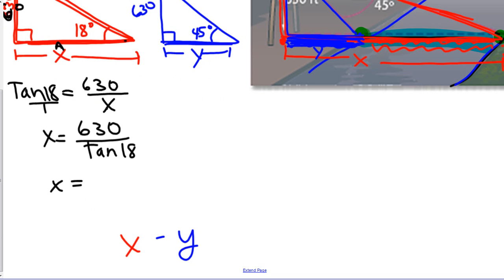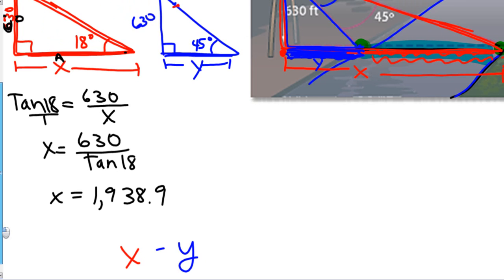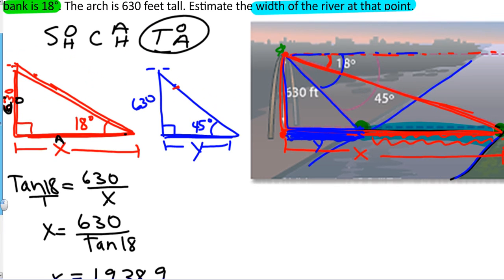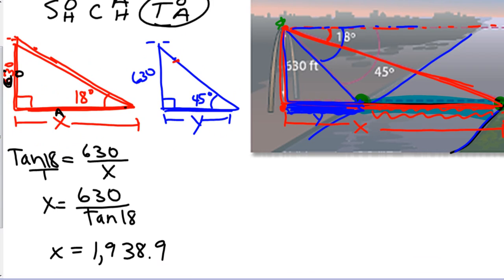And for my answer, I'm getting a big number, 1,938.9. Let's round it to the tenth place. We don't need much more than that. I think that should do it. And again, that is the entire length. Check your picture. That's the entire length all the way across, which is too much for my answer because I just want this squiggle part right there.